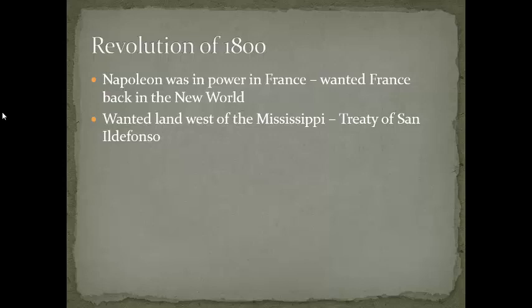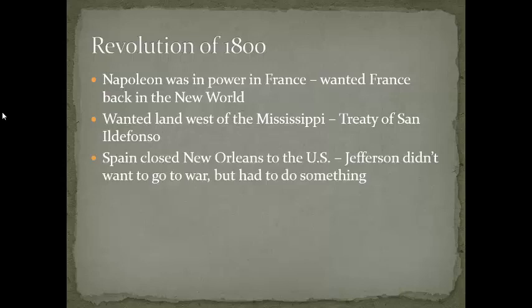Well, what happened was, under the orders of Napoleon, Spain closes New Orleans to the United States. This is a major blow to the United States. This is going to cripple the United States economy. This is something that Jefferson has to address.